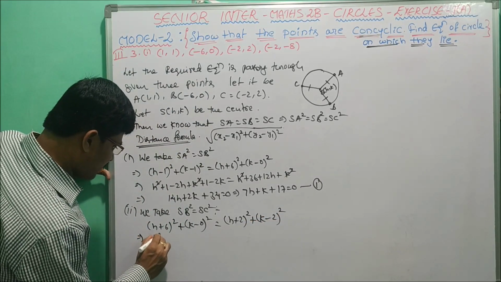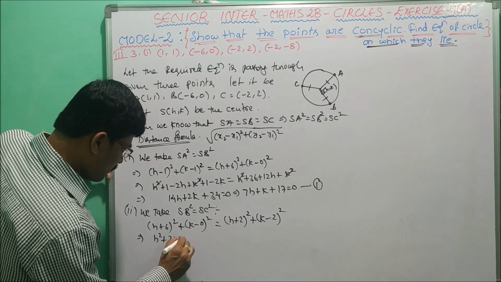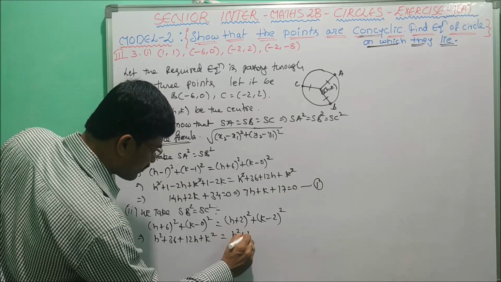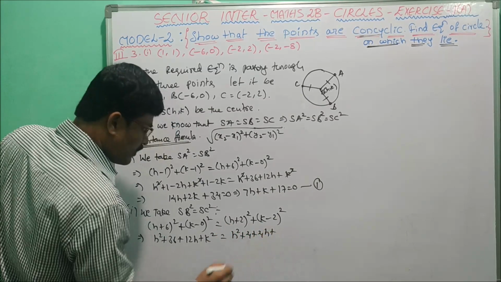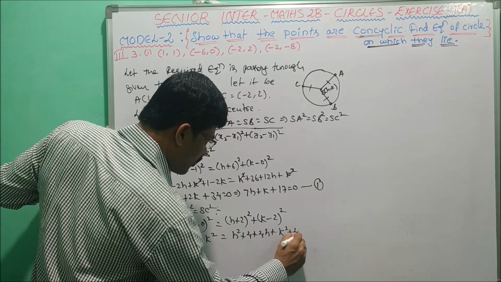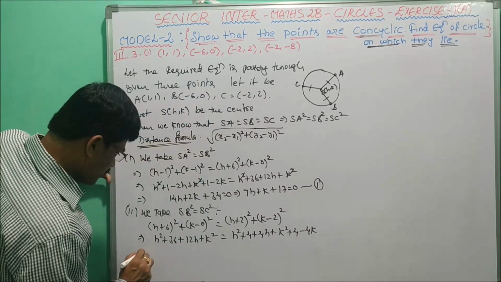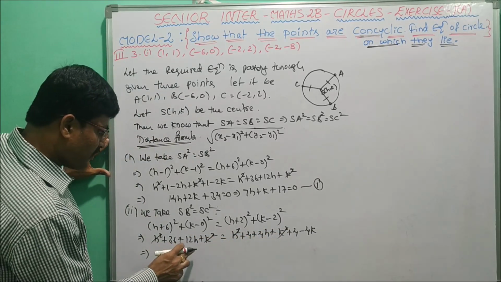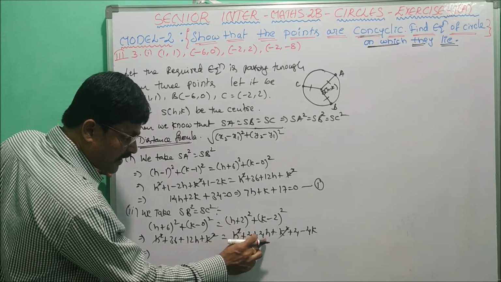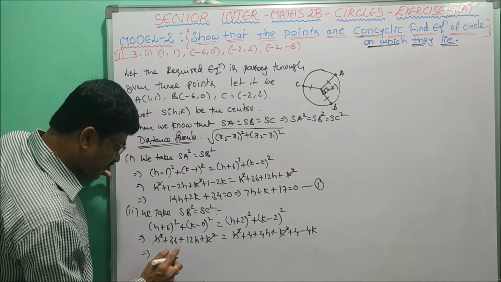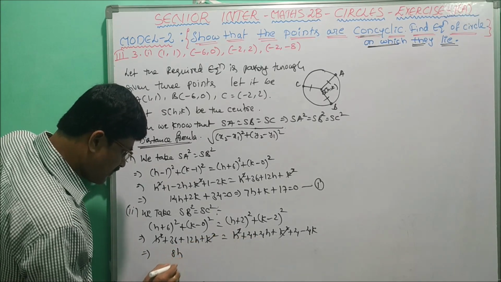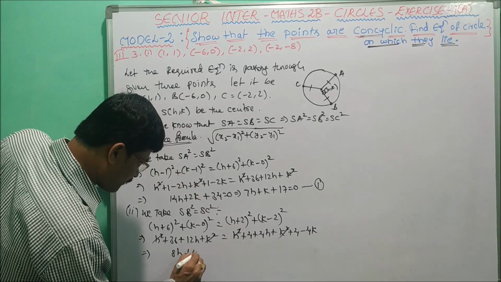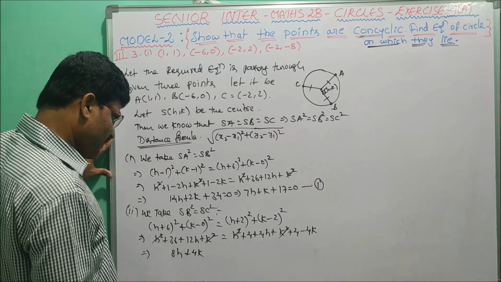Now it can be simplified: this is h square plus 36 plus 12h plus k square. On the RHS, h square plus 4 plus 4h, k square plus 4 minus 4k. Now h square and k square will be cancelled on both sides. The remaining values: left side 12h, right side 4h. Now we take left side 12 minus 4, that is 8h. Similarly, we take minus 4k to the left side, that is plus 4k.